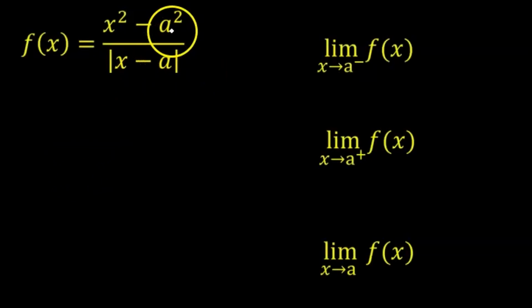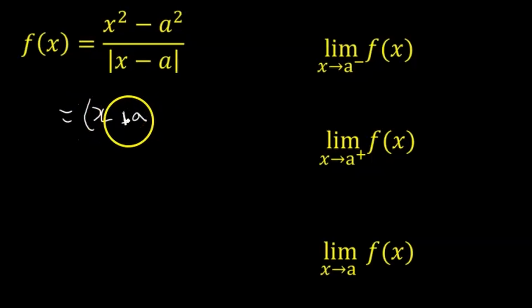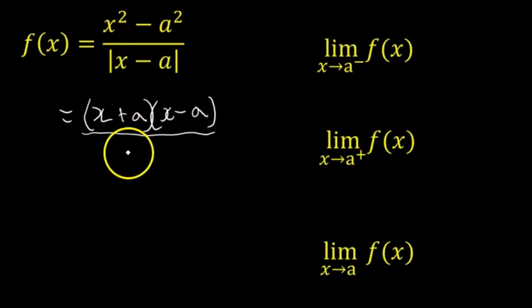Now for this next one here, we have something somewhat similar, but with absolute value signs, super common on exams. The function is x squared minus a squared divided by the absolute value of x minus a. And we want to know the limit as x approaches a from the left, the right, and the overall limit here. Well, let's break this up again. This is a difference of squares, so we can factor this: x plus a times x minus a. And this is all divided by the absolute value of x minus a. I don't have to include a limit here.